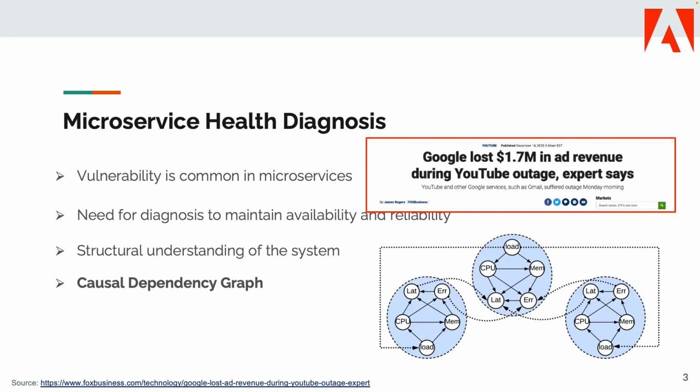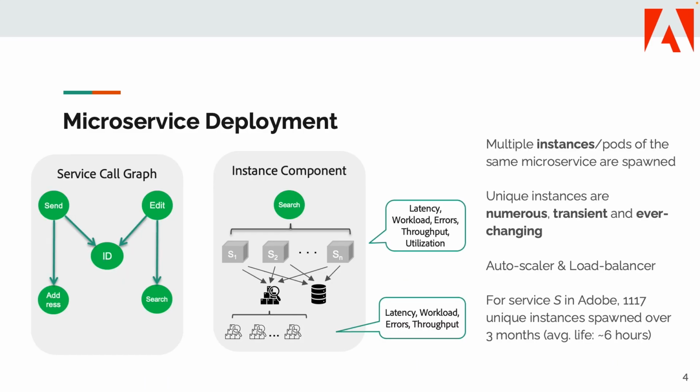A common starting step for diagnosis of these microservices is to understand the structure of the system using causal graphs. A causal dependency graph between the important KPI metrics of each service is built that denotes which metric of a service causally affects which other. A causal graph can then be used to localize faults and detect root causes.